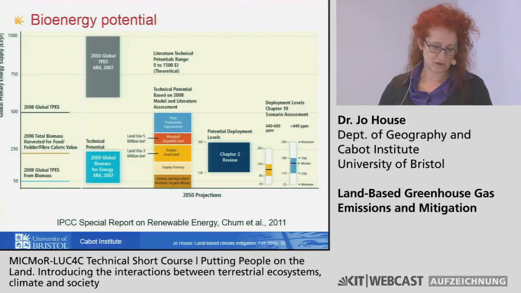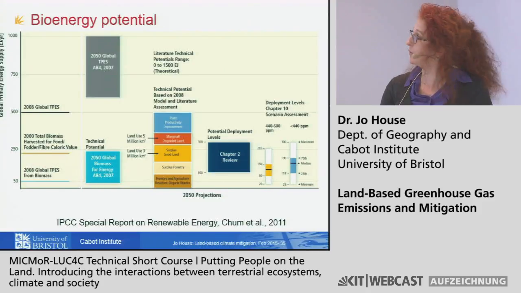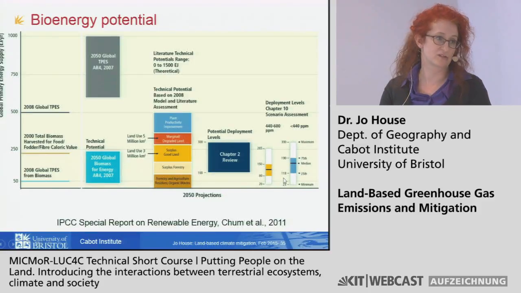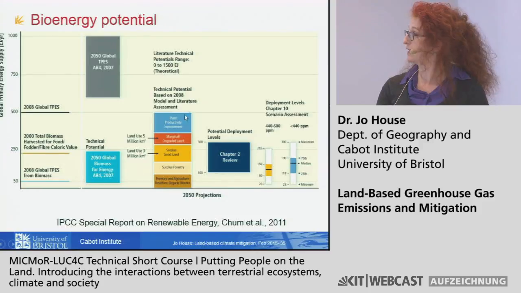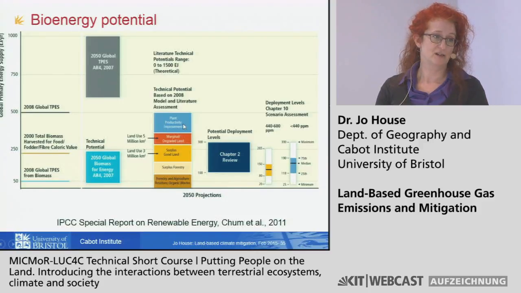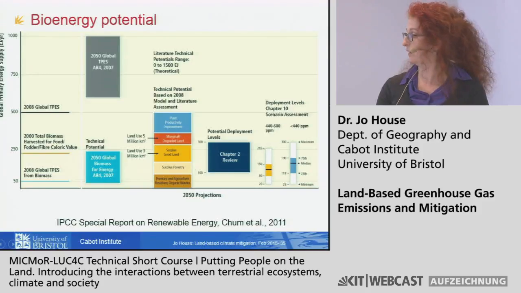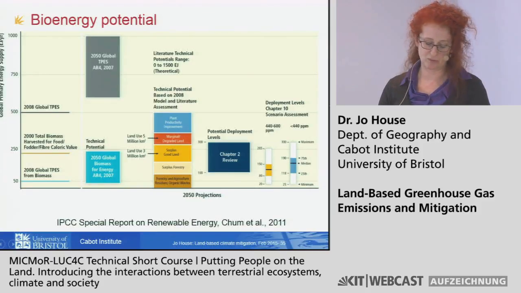I won't go into this one because this is about the bioenergy potential, and I recommend looking at the special report on renewable energy if you're interested in bioenergy. It's quite a complicated issue, but what I will talk about just briefly is the difference between the technical potential as opposed to the actual implementation potential. There's a high technical potential for bioenergy, but what might actually get implemented is likely to be a lot lower, and I really recommend looking at the special report for that.